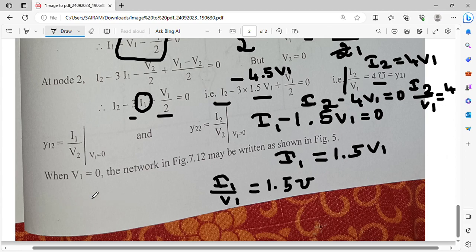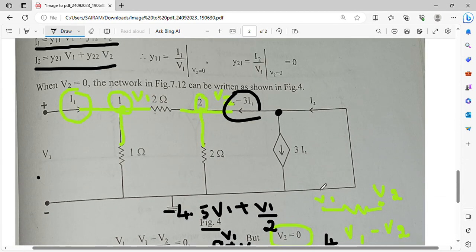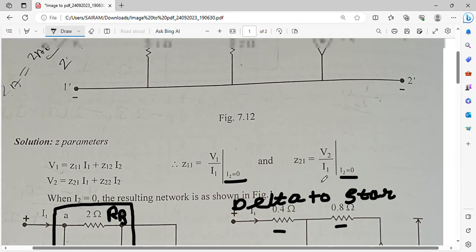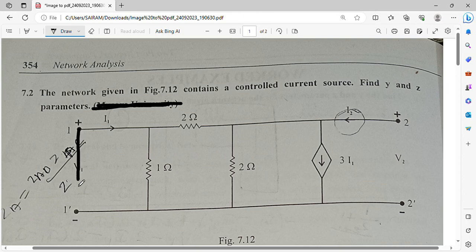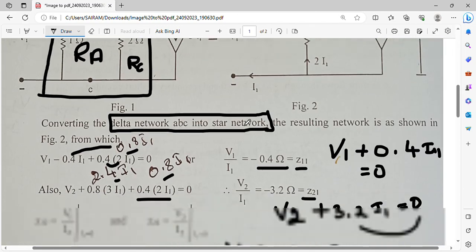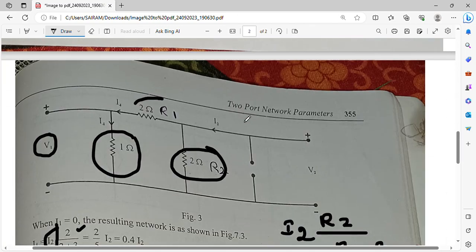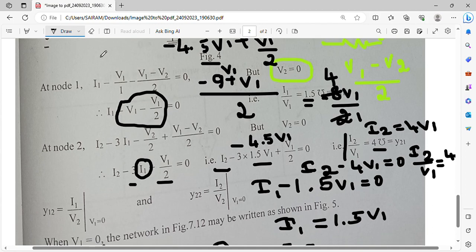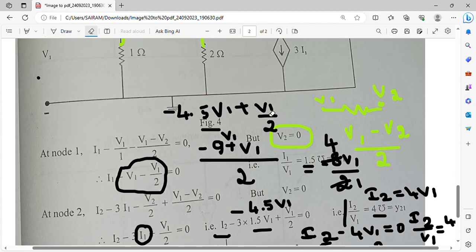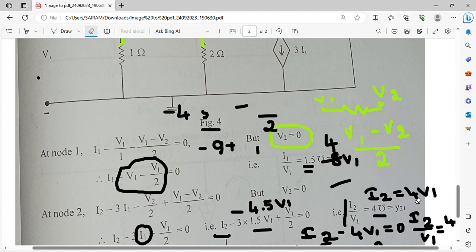So now if I make V1 equal to 0, the network in figure 7.12 may be written. So I'll take the original diagram. In the original diagram, I'll make this V1 completely 0. That means I'll make my V1 a short circuit, right? If I make my V1 a short circuit, then what I'm going to get is the same circuit and the same node equations, right? Please make sure that when you make your V1 as 0 also, you're going to get the same node equation without fail, right?